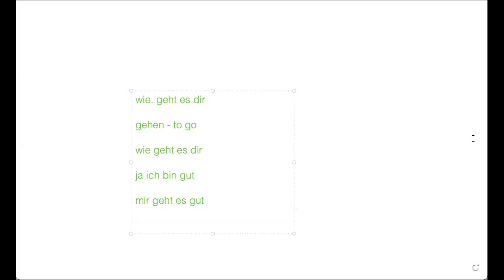Read aloud: sollen. Sollen is a verb meaning to shall, to be supposed to. Ich soll, I should, supposed to. Sollen, shall, to be supposed. Ich soll, du sollst, er, sie, es soll, wir sollen, ihr sollt, and sie sollen. Is it clear to you?